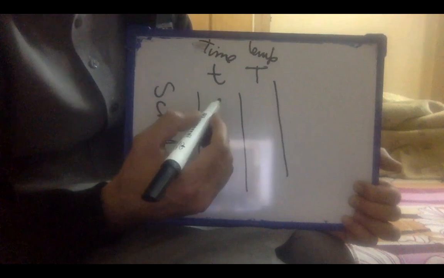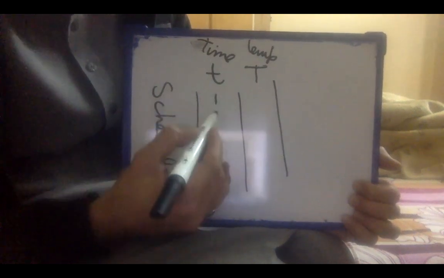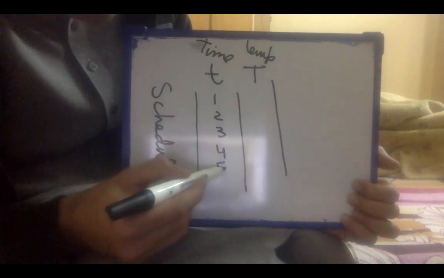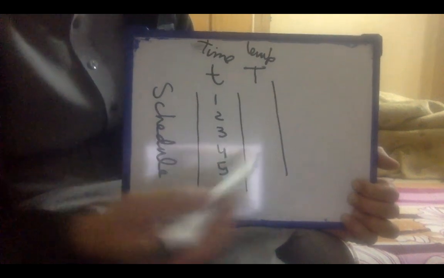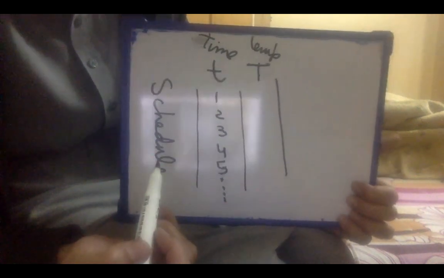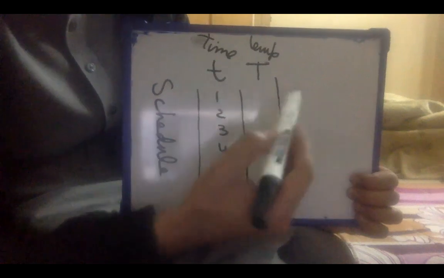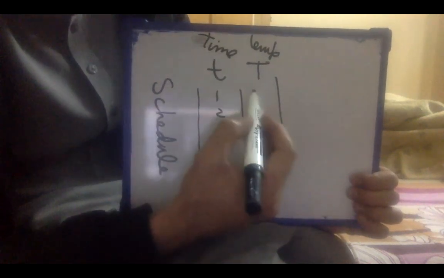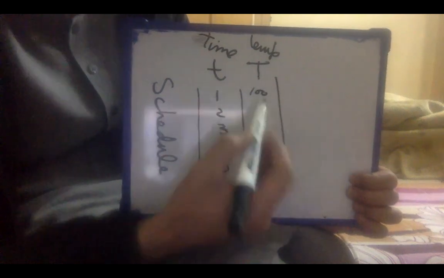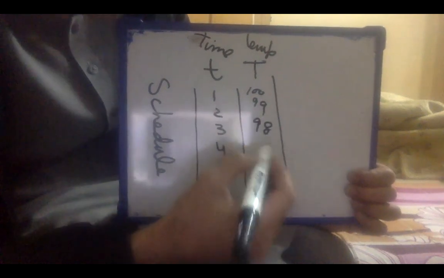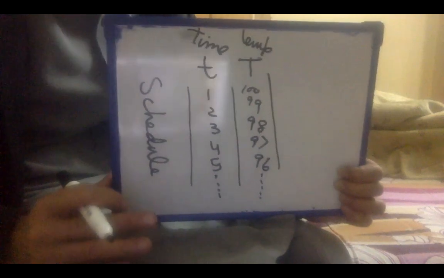So initially the time is 1, 2, 3, 4, 5, and so on. And then similarly, you have the values for the temperature. Maybe initially you have the highest temperature 100, and then 99, and then 98, and then 97, and 96, and so on. So this is the form of the schedule, you can see.